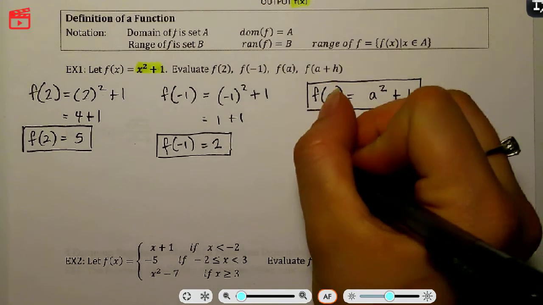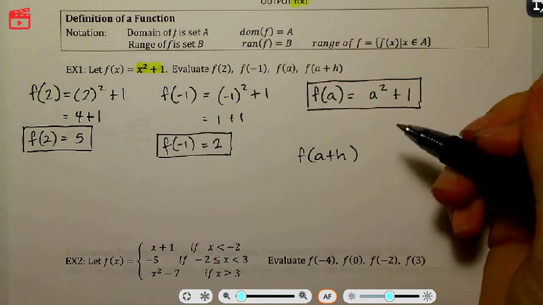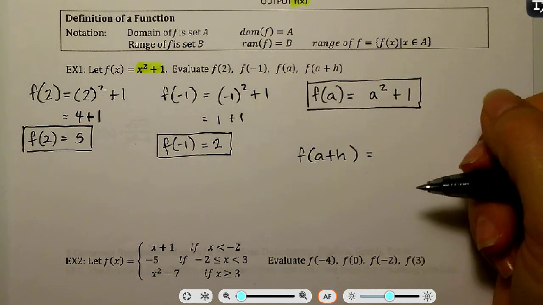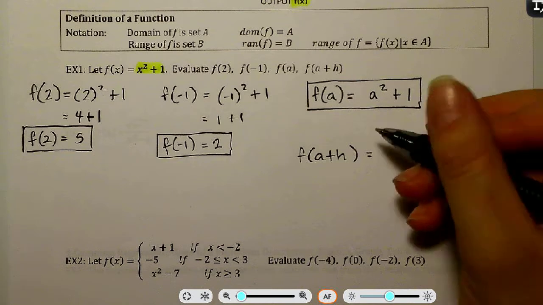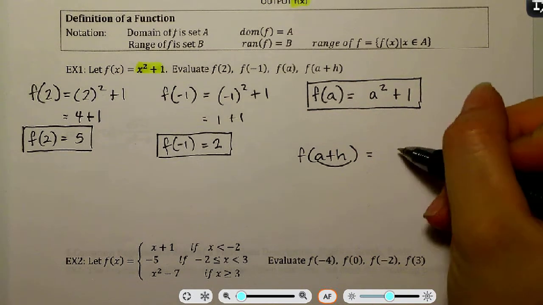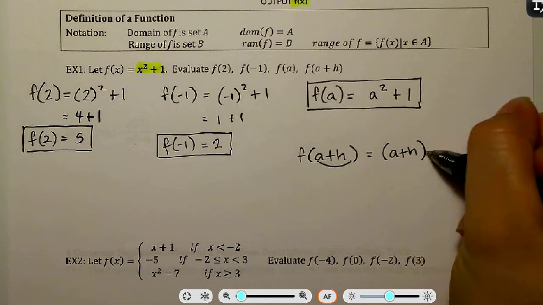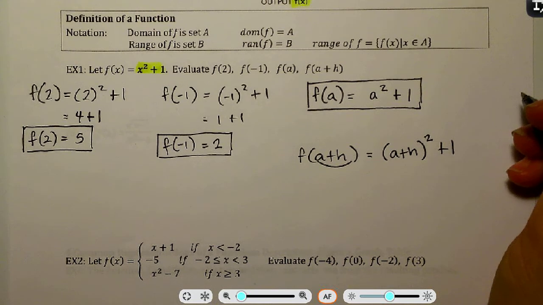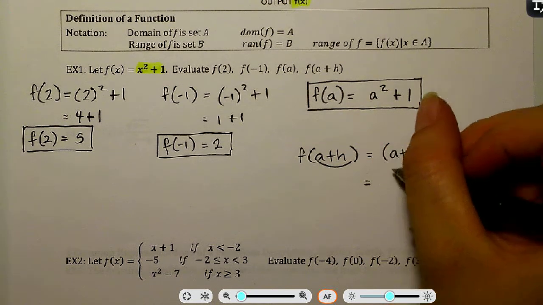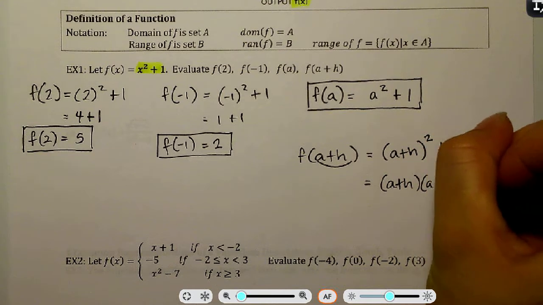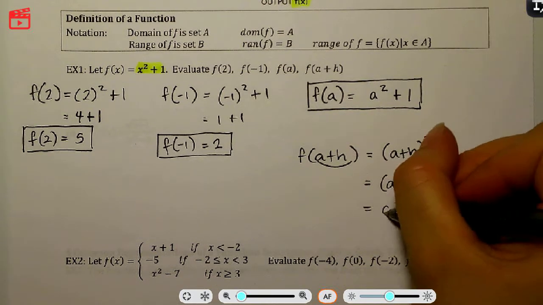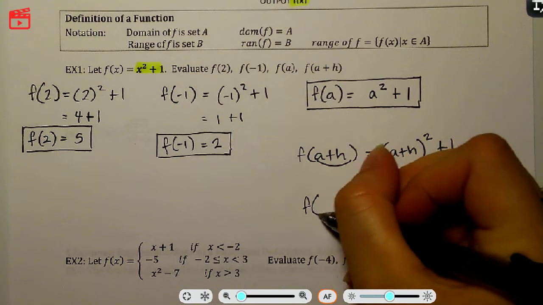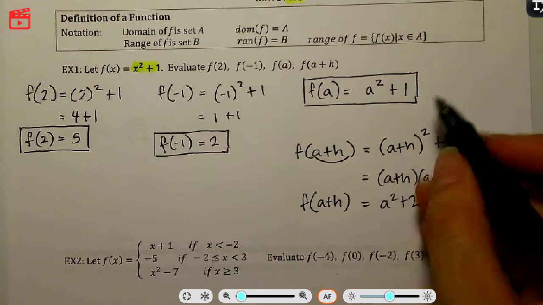Lastly, f of a plus h. Okay, so this time my input is this binomial a plus h. And remember, my function says, take my input and square it. Well, this whole value here is my input. So I'm going to take that, my input, and square it. And then add 1 to it. Okay, so we could leave it like that, or we could go ahead and FOIL it out. So it'd be a plus h times a plus h plus 1, which would be a squared plus 2ah plus h squared plus 1. So depending on how they ask you to leave your final answer, either one of these would be okay.